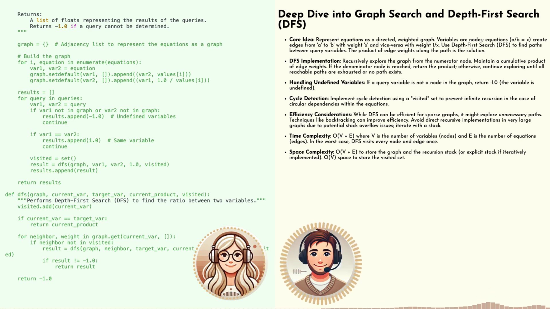So back to the graph search approach. You said it clicked for you because it's intuitive. Can you elaborate on that? Sure. Think of each variable in our equations as a city on a map. Each equation represents a road connecting those cities, and the value of the equation is like the distance between them. I'm liking this visual already. So our equations become a roadmap of sorts. And solving a query like A / C becomes like finding a route from city A to city C on our map.